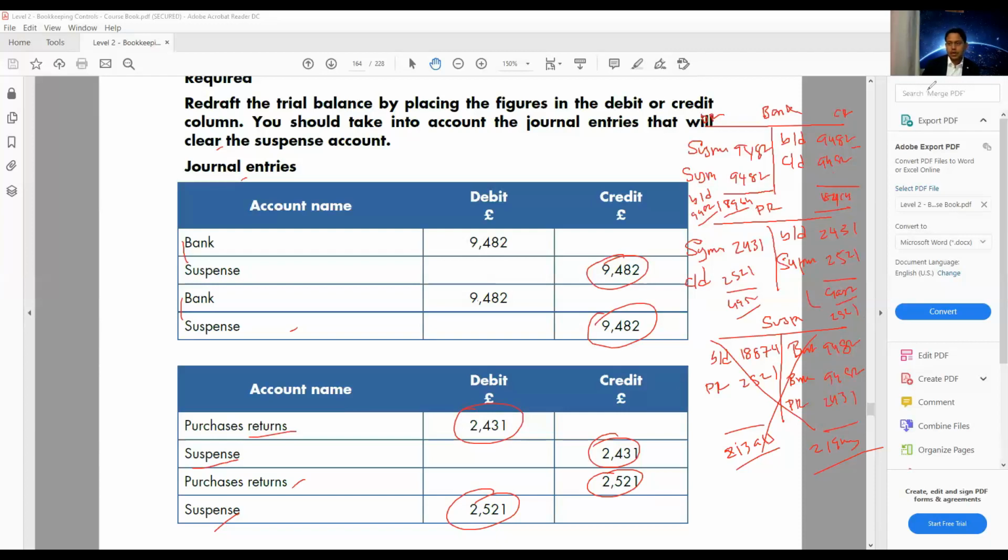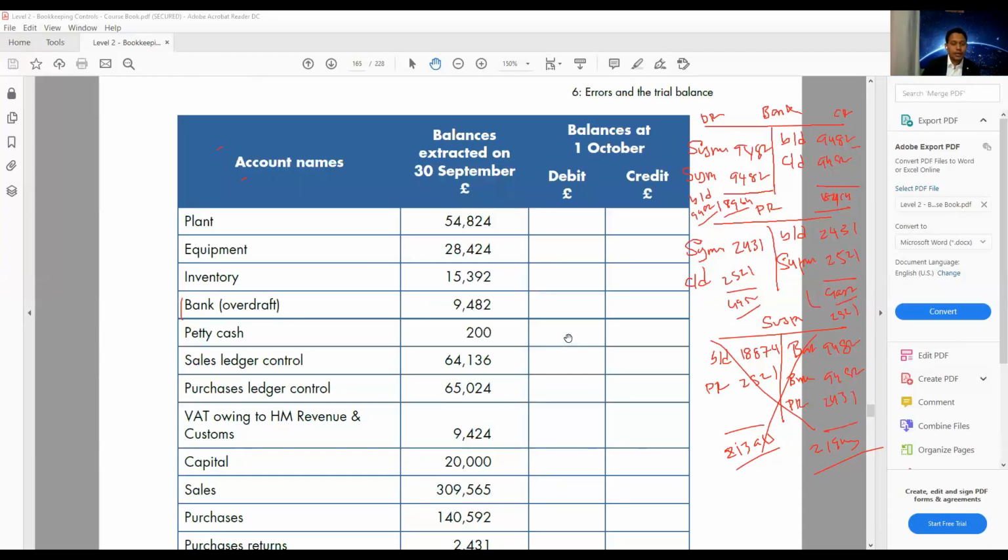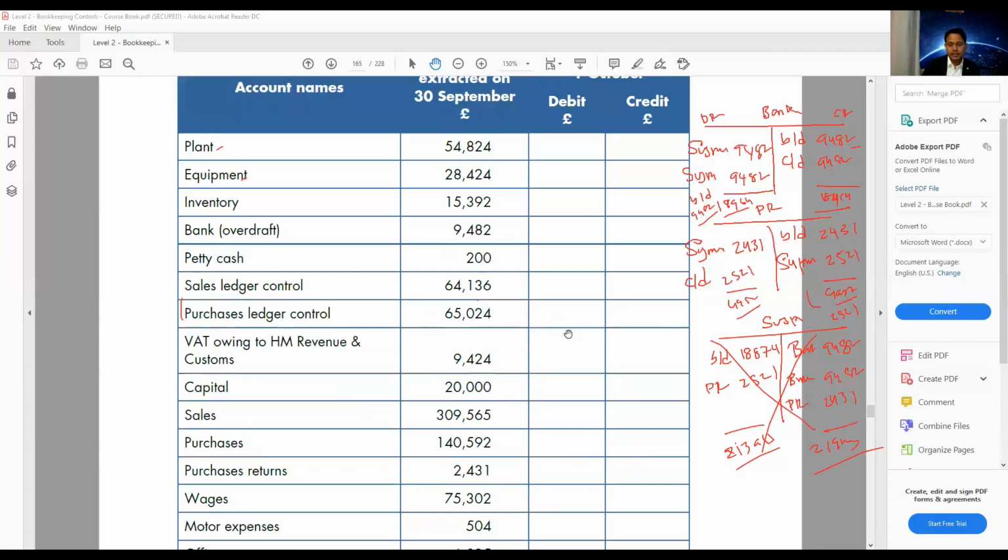That's it. Now I'm going to move to our trial balance, because they say redraft it. We need to redraft this again because there was a mistake before, which is the reason the suspense account was created. Now we remove the mistake, so it should now match. So let's do the trial balance. Plant, let's do it together. You just need to tell me, is it debit or credit? So the plant is debit or credit? Plant is 54,824. Very well done. Then equipment is debit or credit? Debit.